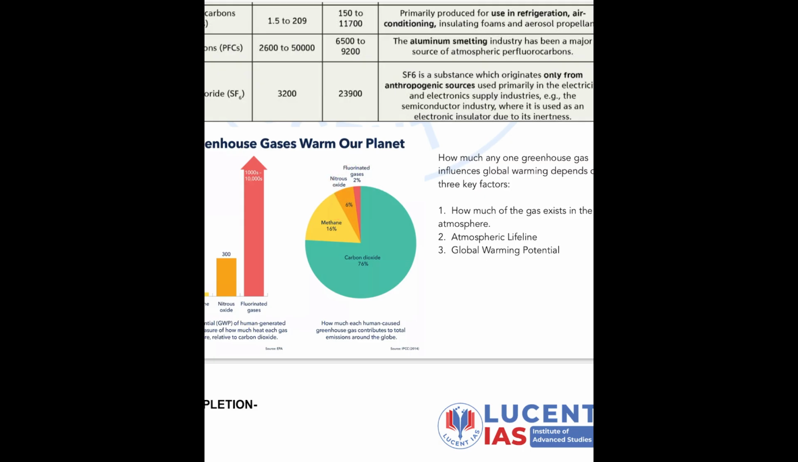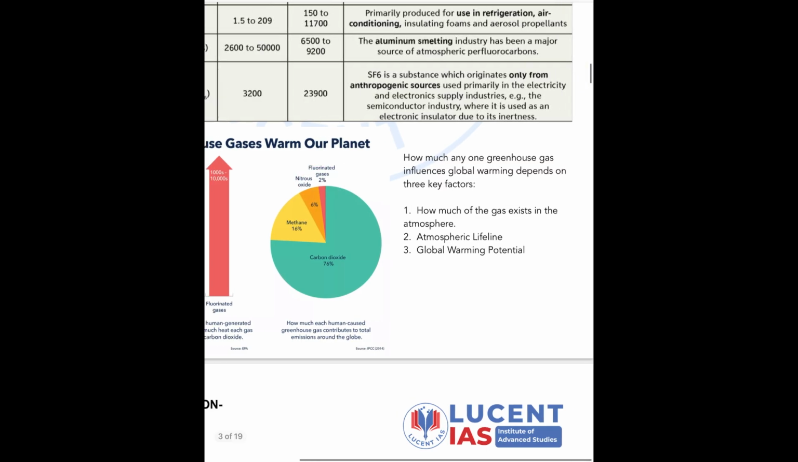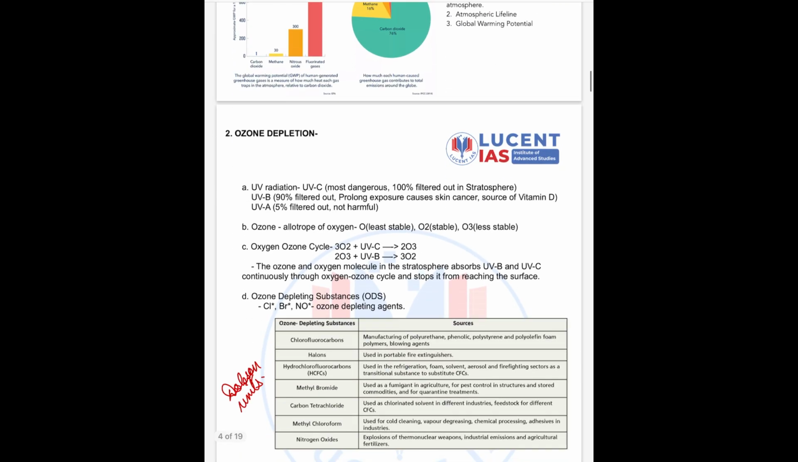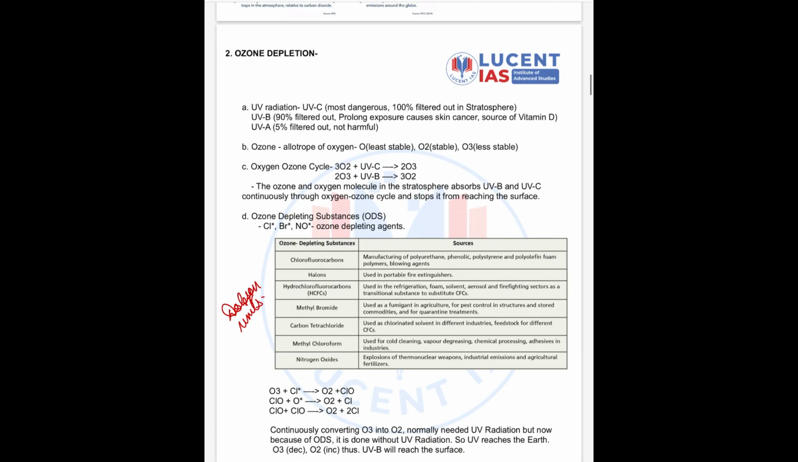So how any kind of gas affects depends on three things: how much of the gas exists in the atmosphere, atmospheric lifetime and global warming potential. So these three decide how it will impact global warming. Clear? Next, let us see ozone depletion. So what is ozone depletion? In sunlight, there comes the UV radiation.